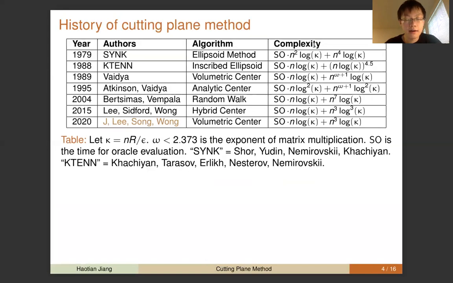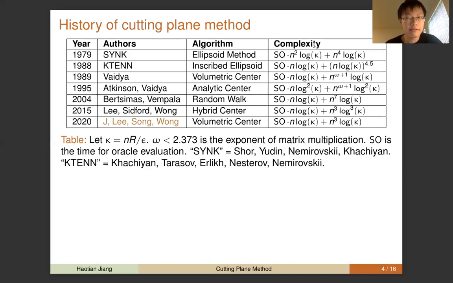So now let's compare our runtime with the previous cutting plane methods. The first cutting plane method is the ellipsoid method in the first row of this table, by Shor, Yudin, Nemirovski, and Khachiyan. This method makes n^2 log kappa calls to the separation oracle with an extra runtime of n^4 log kappa. The number of oracle calls was later improved by the inscribed ellipsoid method to n log kappa. And this number of oracle calls, n log kappa, you can prove is tight. But the actual runtime of the inscribed ellipsoid method is slightly worse.